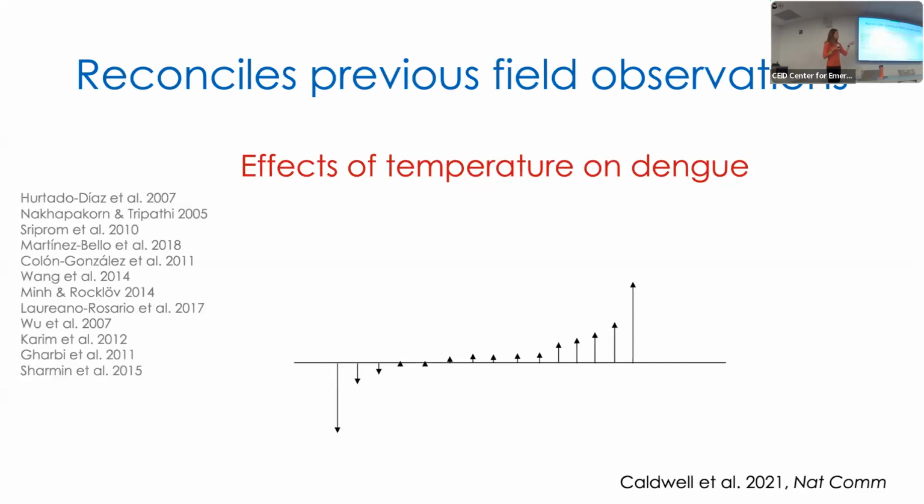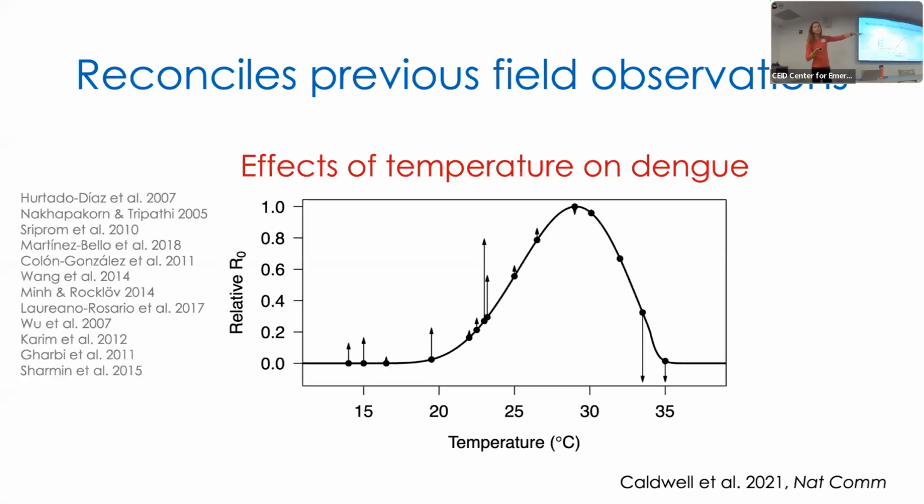But if we rearrange these effect sizes based on the average temperature at which the study was conducted, we see that our thermal performance curve helps us to understand why we see large positive effects of temperature at the part of the curve that's really accelerating. We see basically zero effects of temperature when we're already near the optimum. And we see negative effects of temperature when we get to temperatures that exceed the optimum.